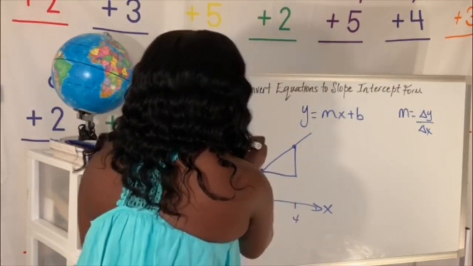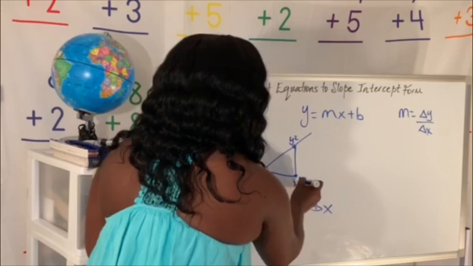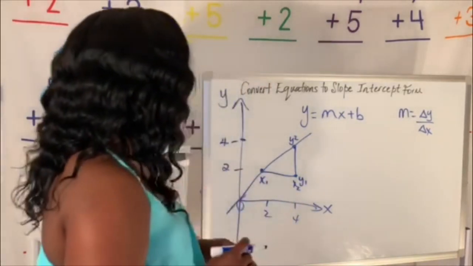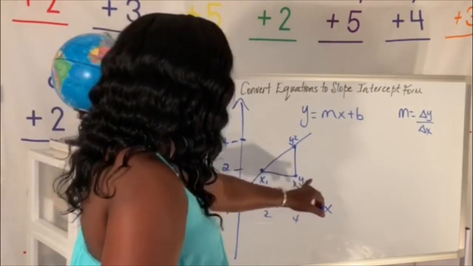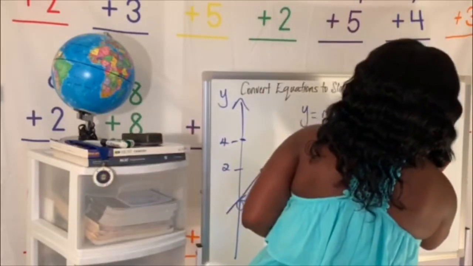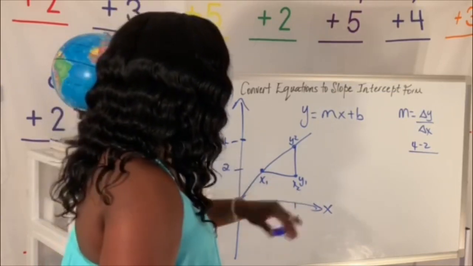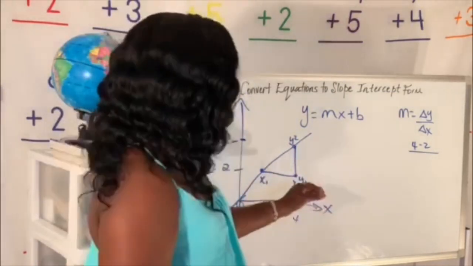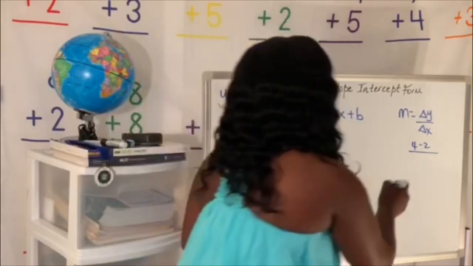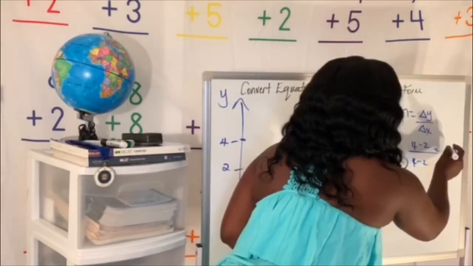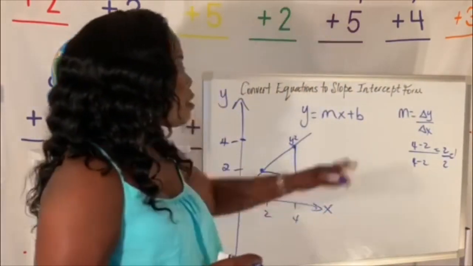Remember this is your y-axis. So y2 would be at this point. y1 would be at this point, and of course x2 is going to be at this point, x1 would be at that point. So if we were doing change in y over change in x, we would be looking at 4 minus 2 over x2 minus x1. So what we have here would be 4 minus 2, which is 2. 4 minus 2 is 2, which is equal to 1. And that would give us the slope of the line.